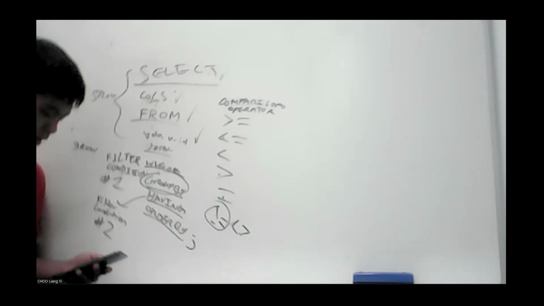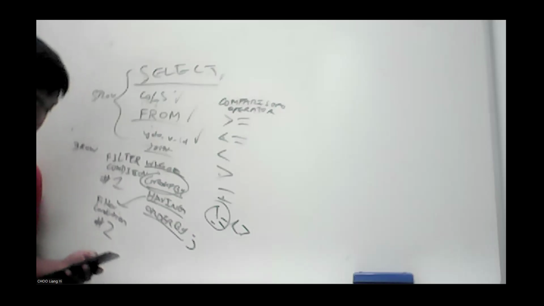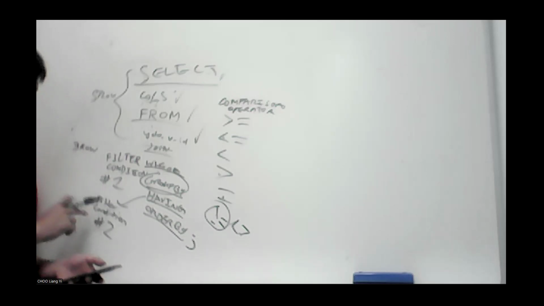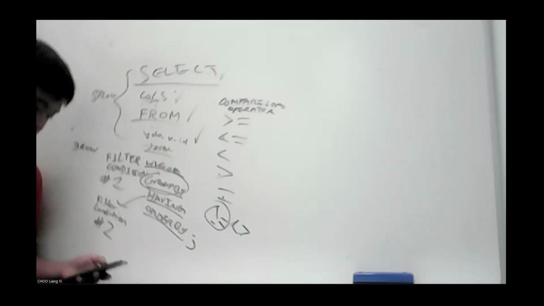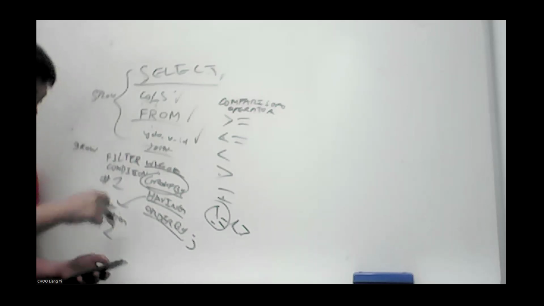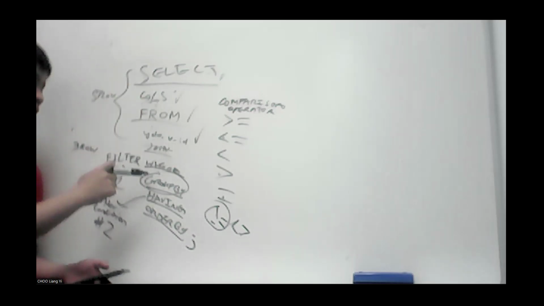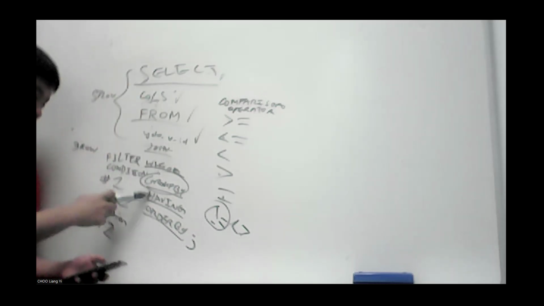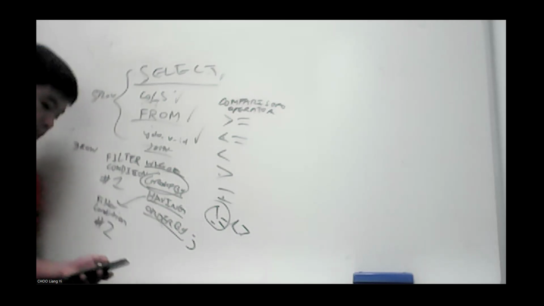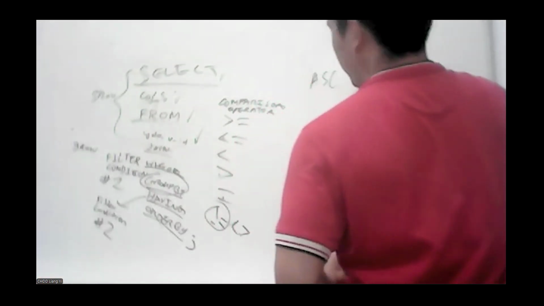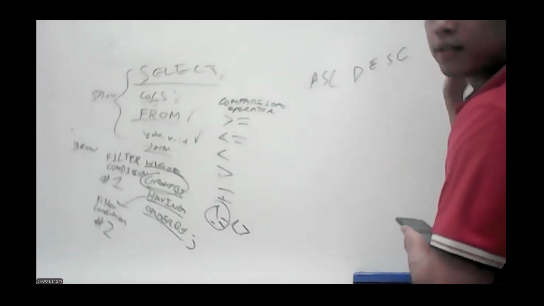I will just continue. Okay, after that, having must come after group by. It's the same thing, the filter condition you apply. The last one is order by. So you got all these already: you select, you filter once, you group by, then you filter another time. The last one is order by. Order by has two types, ASC and DESC.